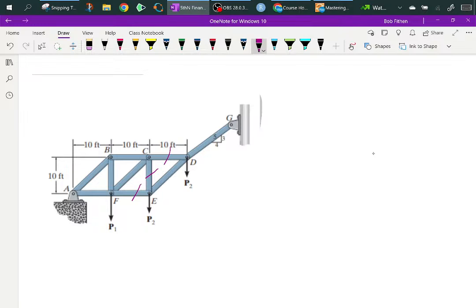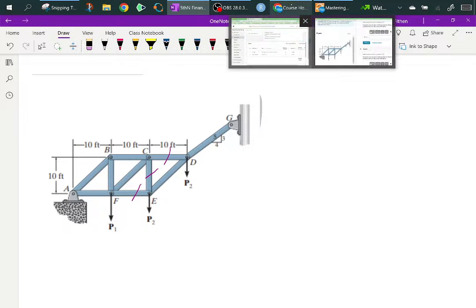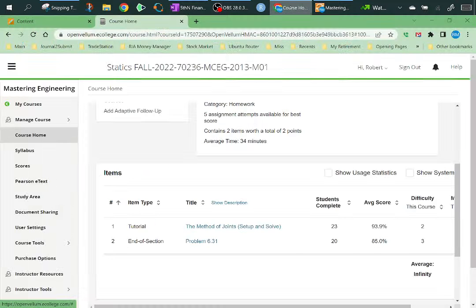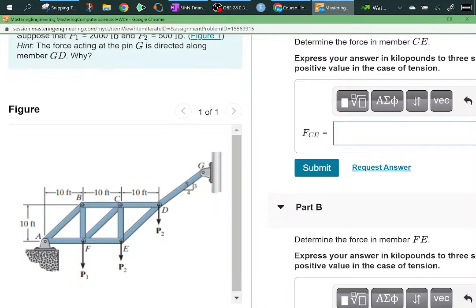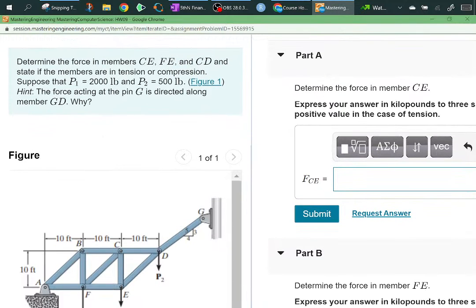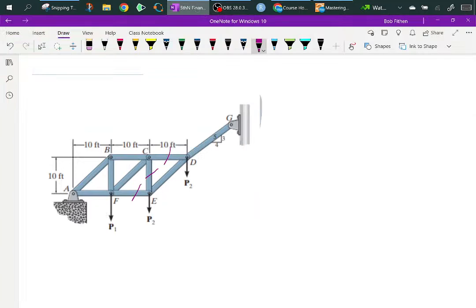Okay, so there's the picture, and he wanted to know this one, and this one. Is that right? Yep. But I got to put the forces there first. So he has 1, 2, and 2. What was my 1, 2, and 2? Okay, 2,000 and then 500. So 2,000 and 500 and then 500.